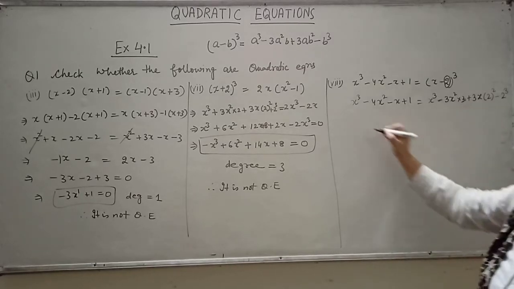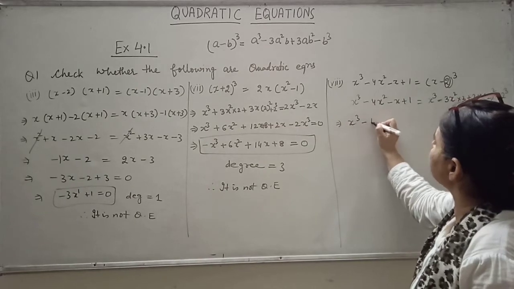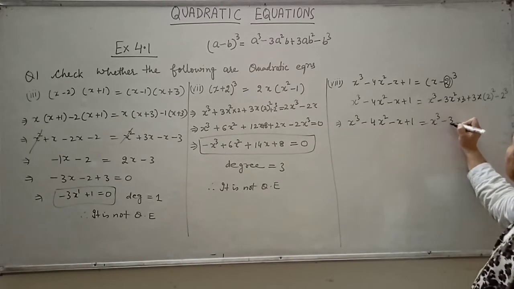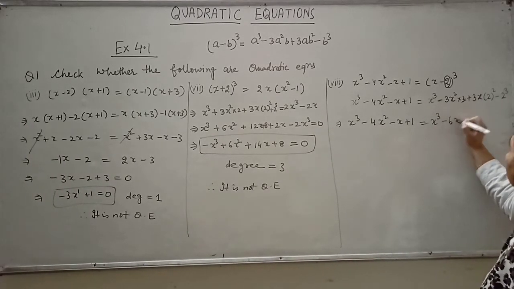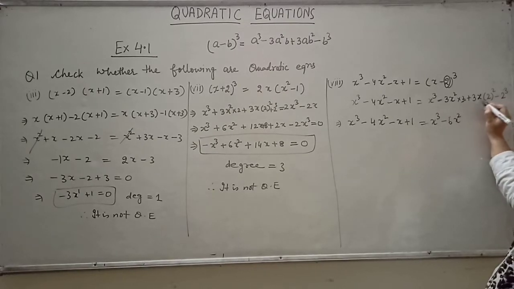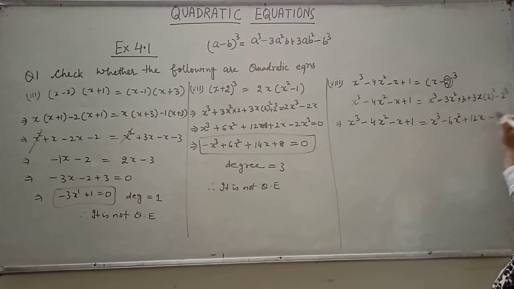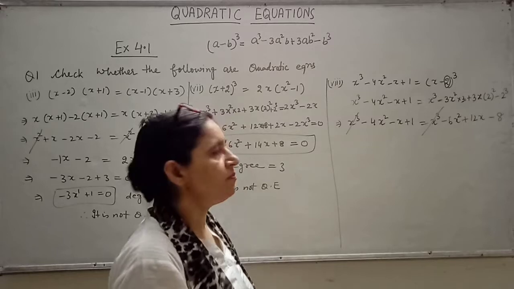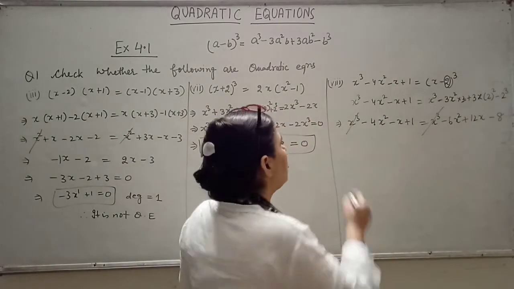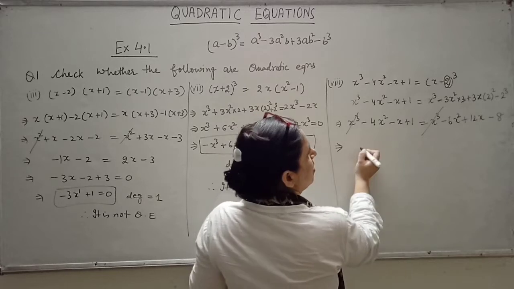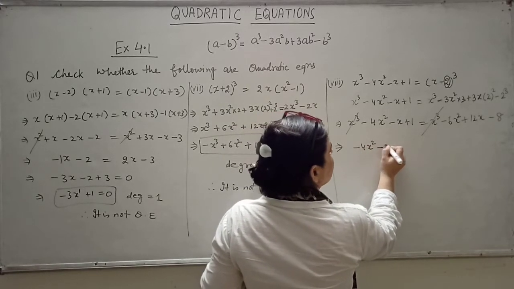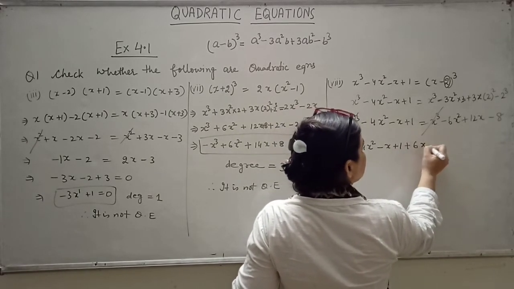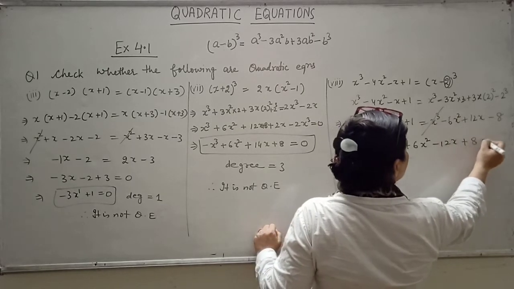Now this is x cube minus 4x square minus x plus 1. This is x cube minus 3x square, sorry, this is 6x square, and then 4 threes are 12x minus 8. x cube, here also x cube. This is 1x cube and this is 1x cube with the same sign but on the opposite side of equal to. Therefore, this is 0. Minus 4x square minus x plus 1 is shifted to the other side of the equal sign. So this is plus 6x square minus 12x plus 8 equal to 0.